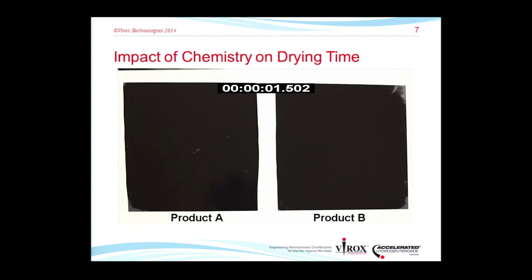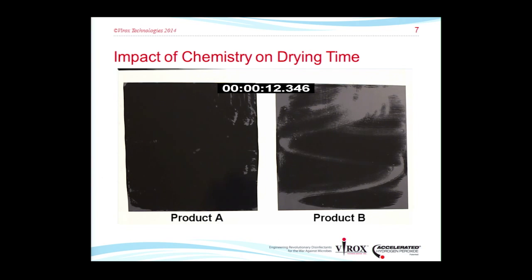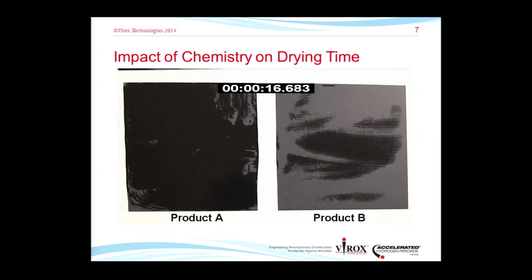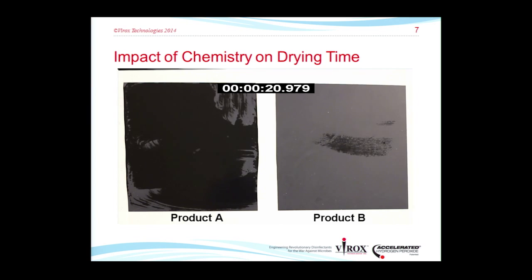The importance from a disinfection perspective is that if we're not getting contact time, we're not going to achieve kill. We didn't look at it from a label perspective, but you'll see product B is evaporating significantly faster than product A. So from a disinfection perspective, that means we're going to have to wipe the surface multiple times in order to achieve disinfection. It took about 23 seconds.